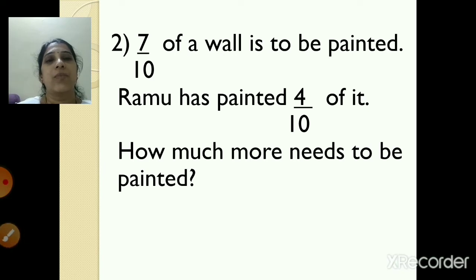Now let's move to the second one. 7 upon 10 of a wall is to be painted. Ramu has painted 4 upon 10 of it. So how much more needs to be painted? So it's a word problem wherein what has been given, a wall has to be painted. So 7 by 10 part of the wall has to be painted and Ramu has already painted 4 upon 10 part. So we have to find out how much more needs to be painted.